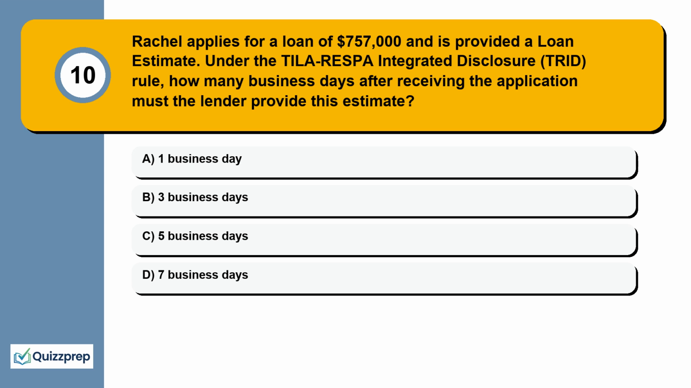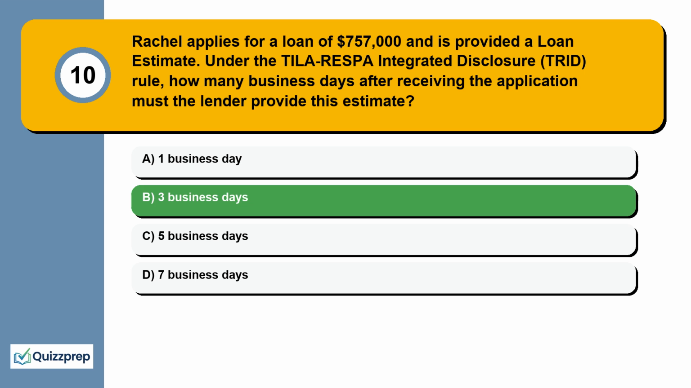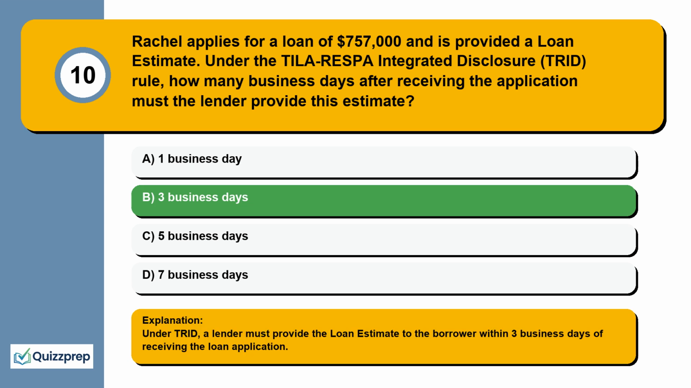Question 10. Rachel applies for a loan of $757,000 and is provided a loan estimate. Under the TILA-RESPA Integrated Disclosure (TRID) rule, how many business days after receiving the application must the lender provide this estimate? 1 business day, 3 business days, 5 business days, 7 business days. Under TRID, a lender must provide the loan estimate to the borrower within 3 business days of receiving the loan application.